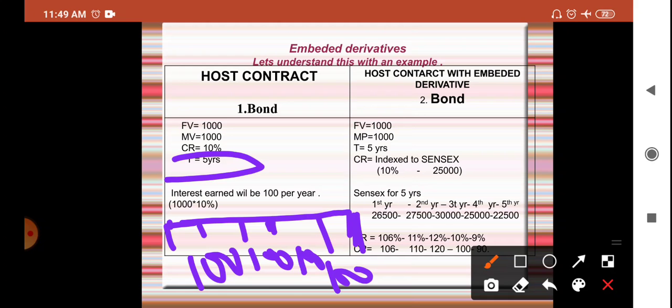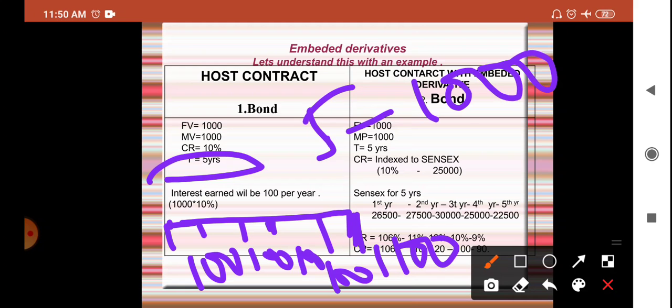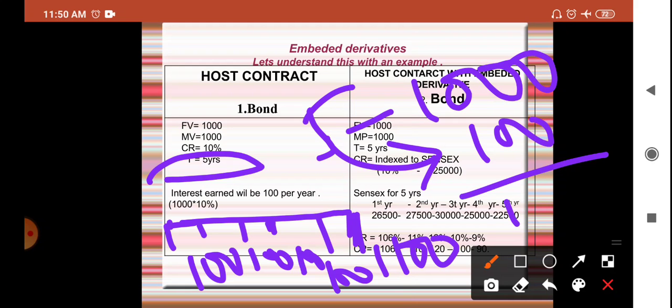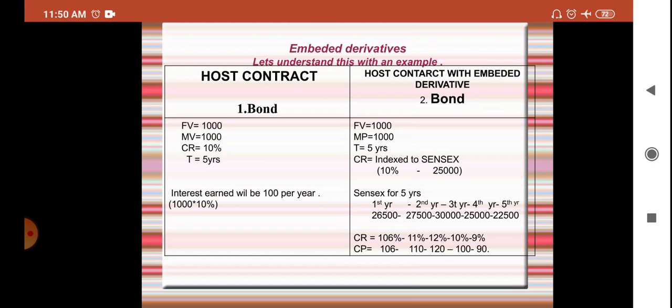In the 5th year, if I calculate all this, I will get 1100. So interest plus my principal amount will be 1100. The interest will be 100 per year: 1000 into 10%, so in the first year I get 100, second year 100, third year 100 and fourth year 100. In the 5th year, the principal amount plus that year's interest: the principal is 1000 plus interest of 100, so 1100 I will get in the 5th year. So this is one simple bond I have purchased.